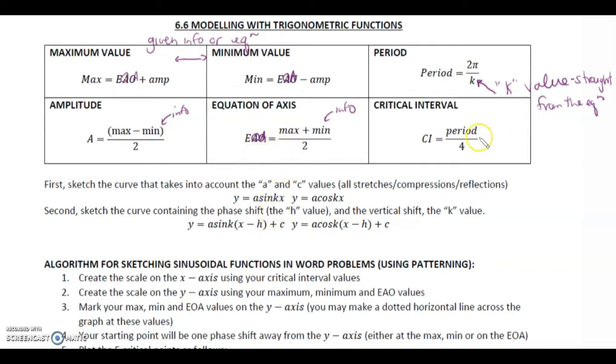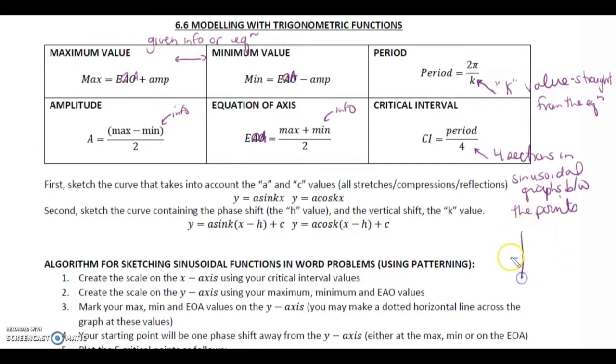Okay, and the critical interval is going to be whatever your period is divided by 4. So just remember there are 4 sections in sinusoidal graphs between the points.